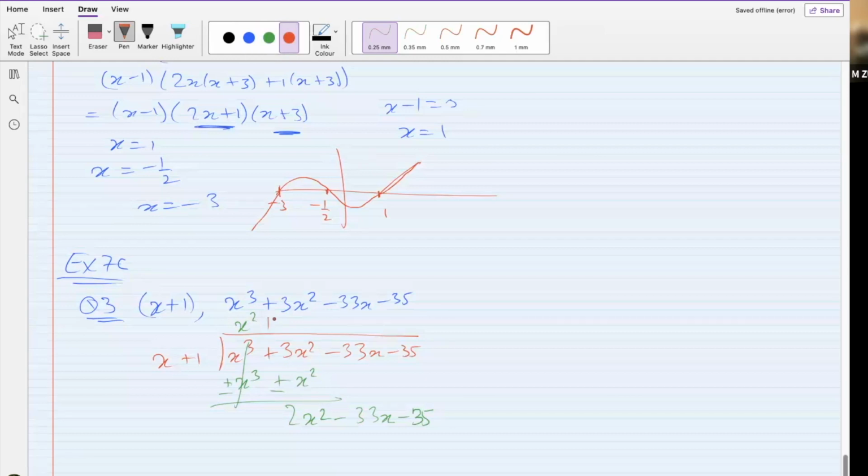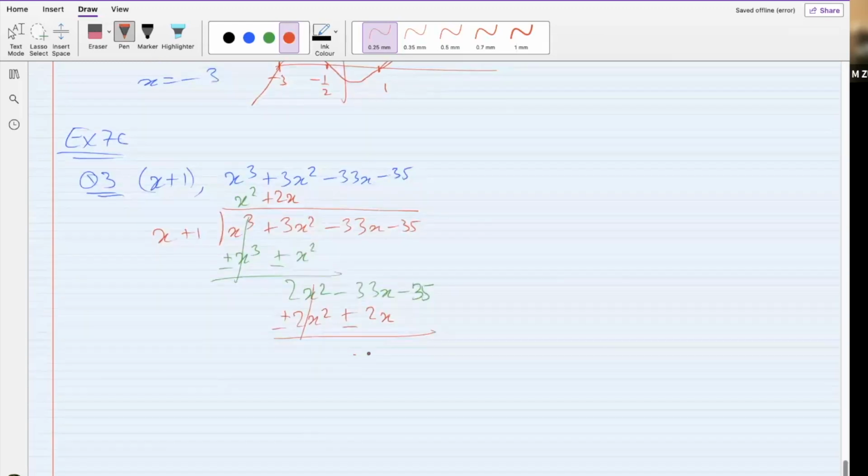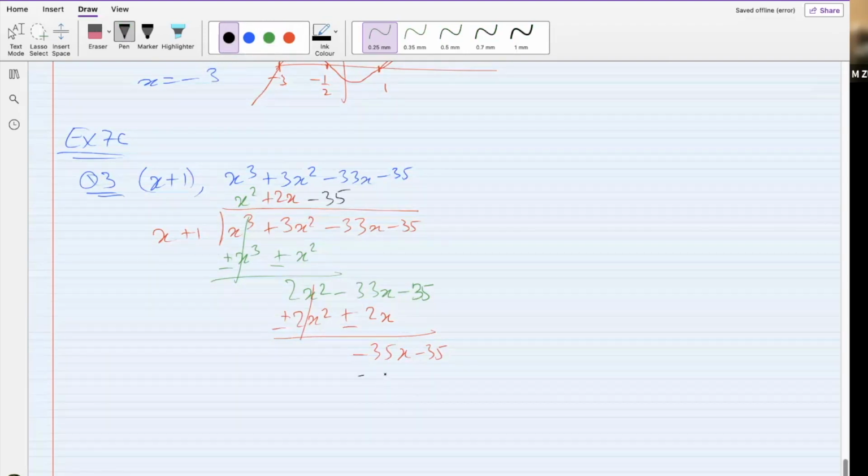Then to get 2x square, we multiply it with 2x. This is 2x square plus 2x. Change the signs. Eliminate these. 35x minus 35. To get minus 35x, we multiply with minus 35. So negative 35x minus 35. Change the signs. This is the result.